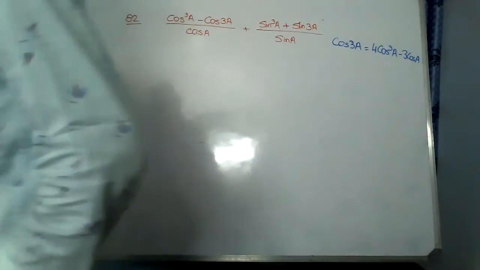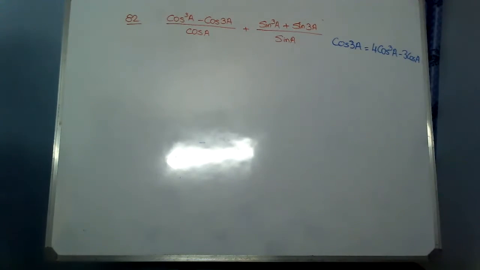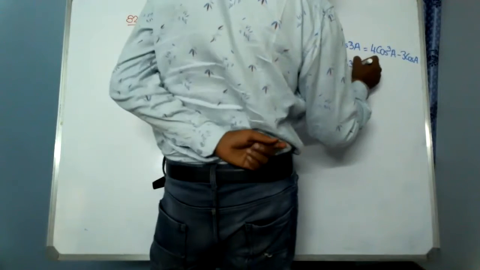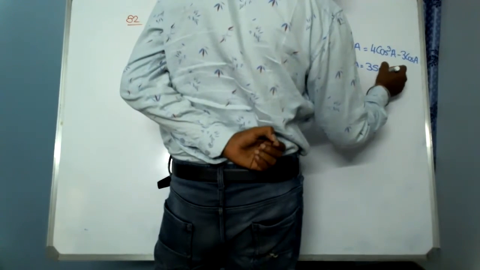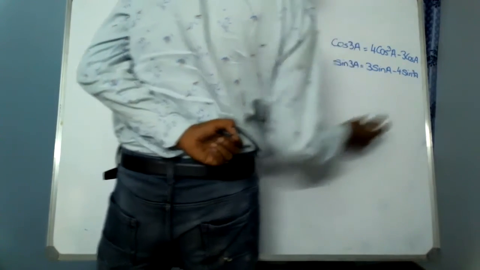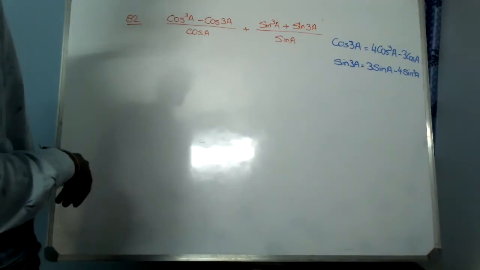And for sine 3A, what do we write? Sine 3A we write in a similar fashion, but it will be different. It will be 3 sine A minus 4 sine cube A. So the sine 3A formula is 3 sine A minus 4 sine cube A. So if I use those formulas here, can I change?